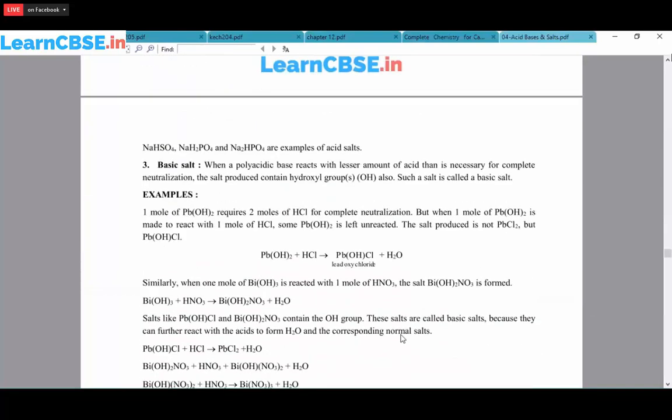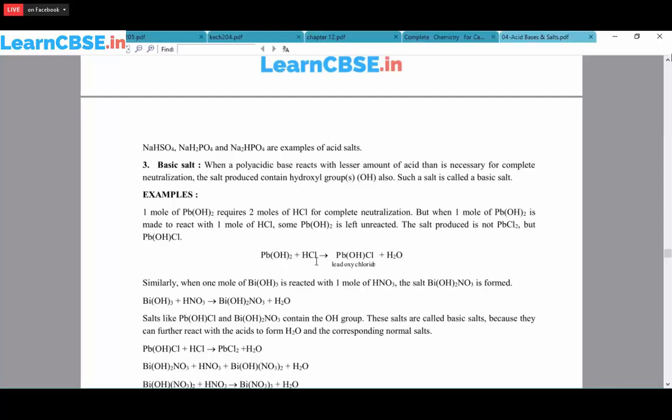Basic salt. A basic salt comes from a polyacidic base. In this case, more than one OH ion is present in the compound. For example, Pb(OH)2. There are two OH minus present, and it is a base because of the presence of OH minus.